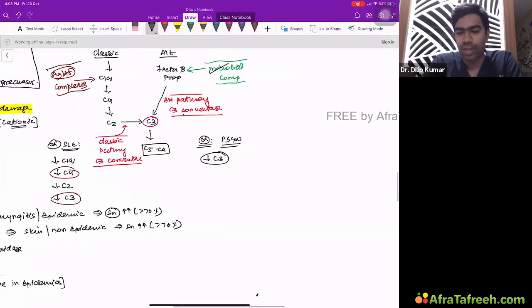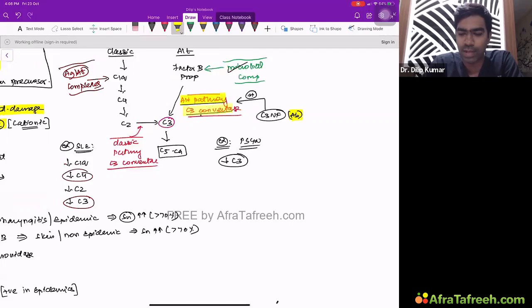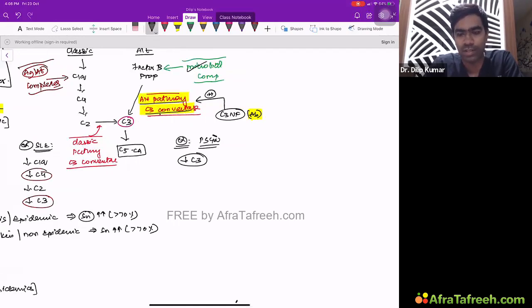So the alternate pathway C3 convertase is usually inhibited by a variety of factors, but it can be unduly stabilized by certain factors. For example, one important factor is the C3 nephritic factor, called C3NF. C3 nephritic factor is basically an antibody that is produced in certain situations. This is an aberrant antibody. Usually antibody means destruction, but here it doesn't destroy. It actually stabilizes the alternate pathway C3 convertase.